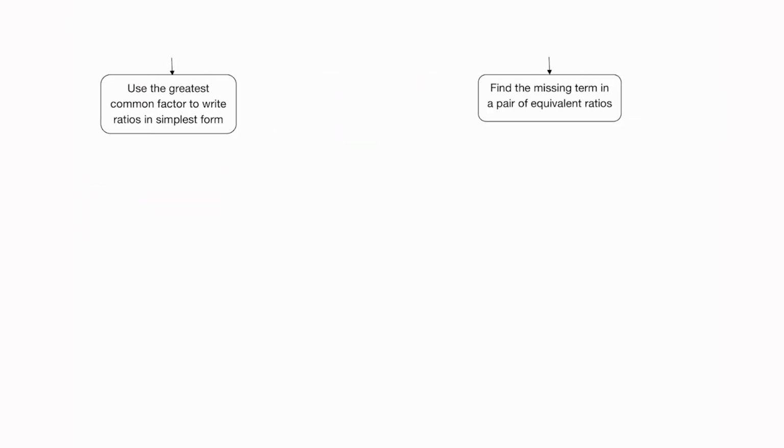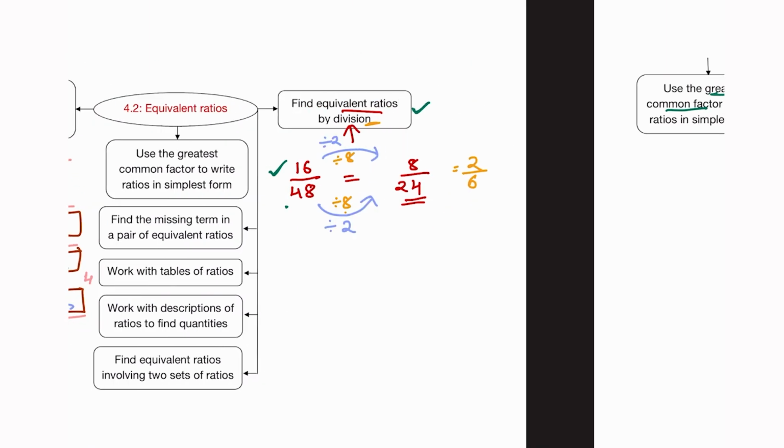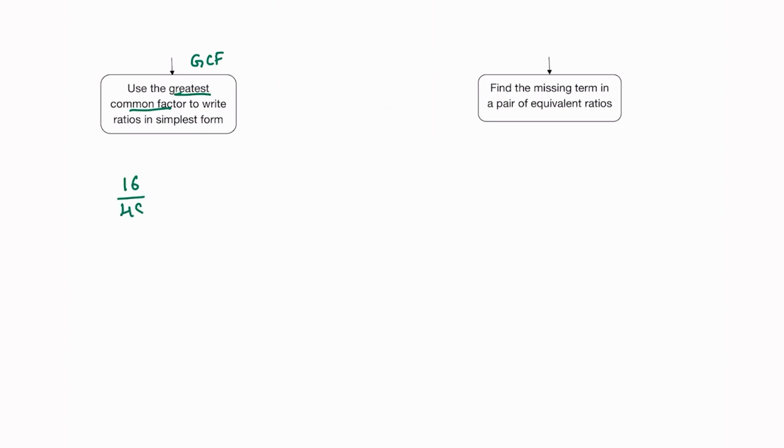It says use the greatest common factor. Do you remember GCF? Greatest common factor to write ratios in simplest form. I'm going to take the same numbers here. 16 over 48. Now, 16 and 48 both are multiples of 16. 16 can be written as 16 times 1, and this is 16 times 3, right? What's the greatest common factor? 16. So we cancel that common factor, and what are we left with? 1 over 3. So we used the greatest common factor to write ratios in simplest form.